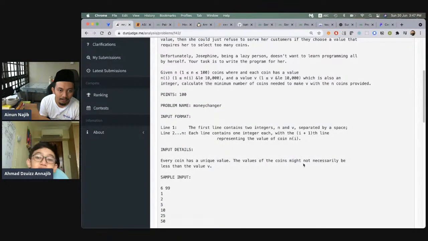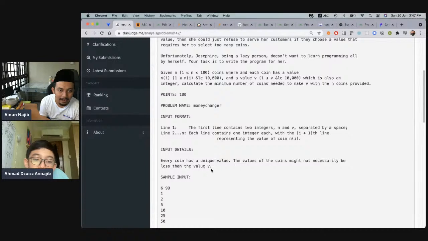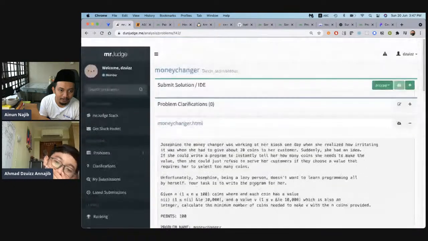Or the values of the coins might not necessarily be less than the value of B. Oh, actually, doesn't matter. Scroll up. We answered the problem correctly, yeah.